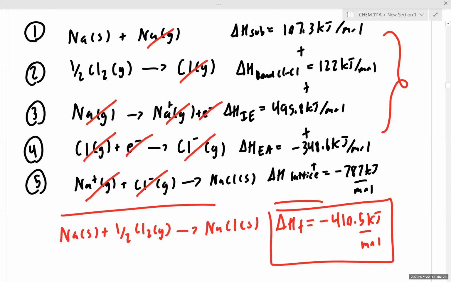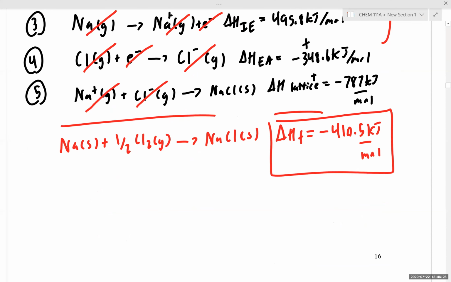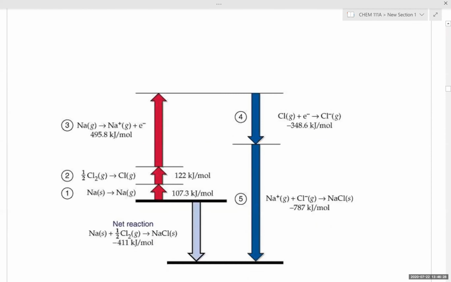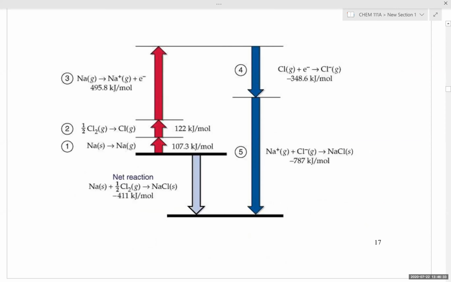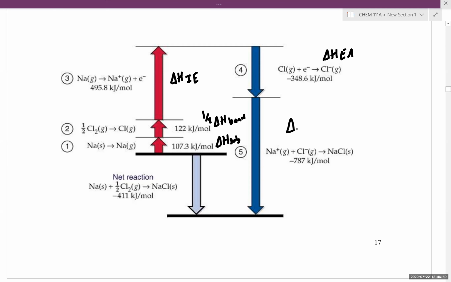Okay, so to help provoke some questions and to make sure everyone's comfortable with this idea, if you want to see this idea of enthalpy of reaction graphically, here are each of our steps once again. We have the enthalpy of sublimation. We have the enthalpy for our bond, 1/2, because we're taking half of a chlorine molecule. We have our enthalpy for our ionization energy. We have our enthalpy for our electron affinity.